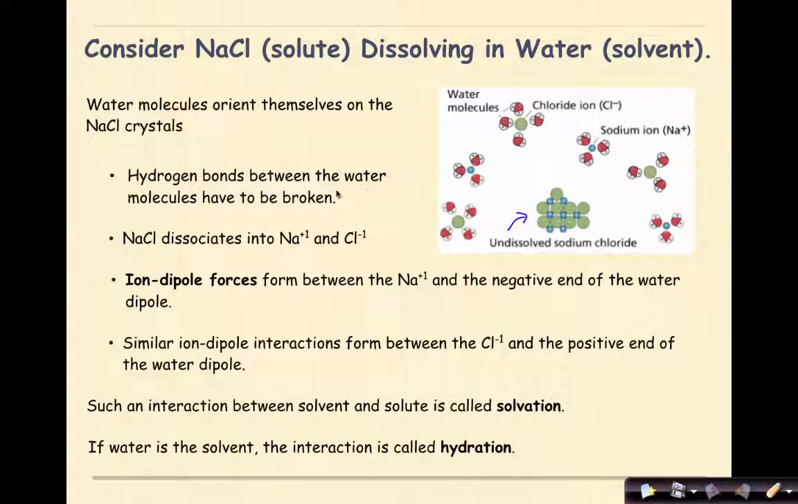Hydrogen bonds between the water molecules have to be broken because initially these water molecules, which we see already arranged around these ions, were originally together. So we've got to break them apart first. Then the sodium chloride dissociates into sodium ions and chloride ions. Ion-dipole forces form between the sodium ions and the negative end of the water dipole.